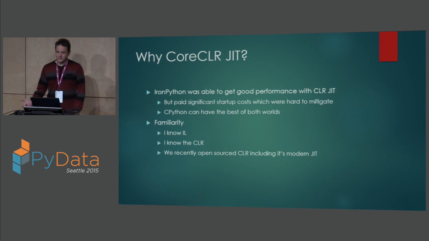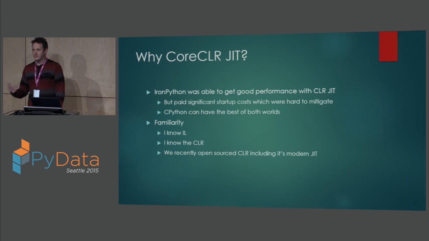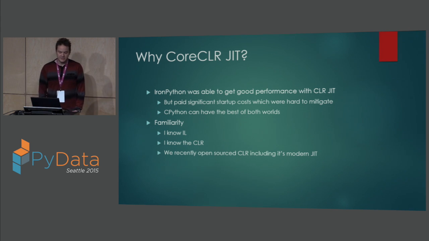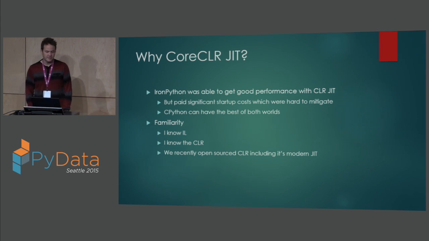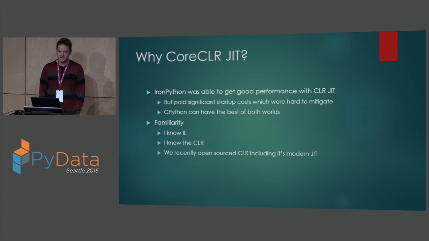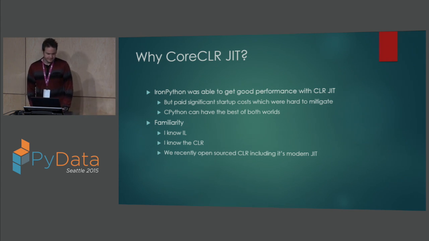So the other thing about CoreCLR is I knew that we could get good performance from the JIT. And that was from my work with IronPython, where we actually had some really nice numbers coming out of it. It was not good on startup cost, and that was something that we tried to fight over and over again. But the nice thing about CPython is we can keep the eval loop, which starts up extremely quickly, and then JIT methods as they become hot.